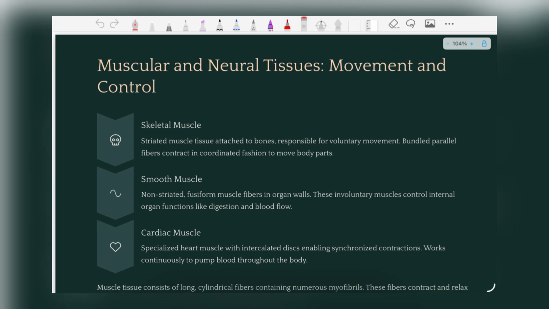Muscular and neural tissues, movement and control. Skeletal muscle: striated muscle tissues attached to bones are responsible for voluntary movement. Bundled parallel fibers contract in coordinated fashion to move body parts. Smooth muscle: non-striated fusiform muscle fibers in organ walls. These involuntary muscles control internal organ functions like digestion and blood flow.